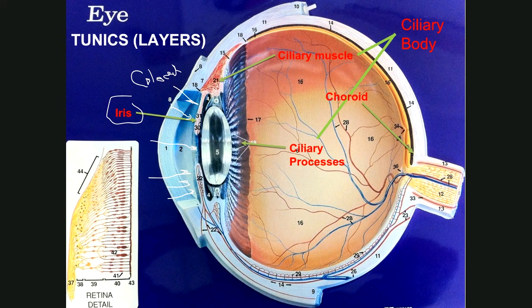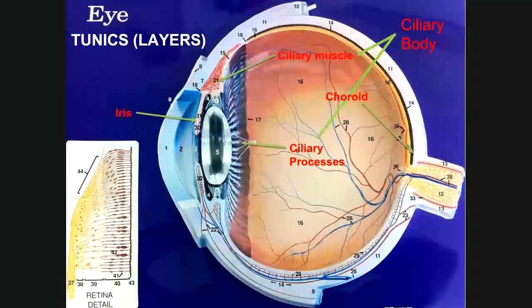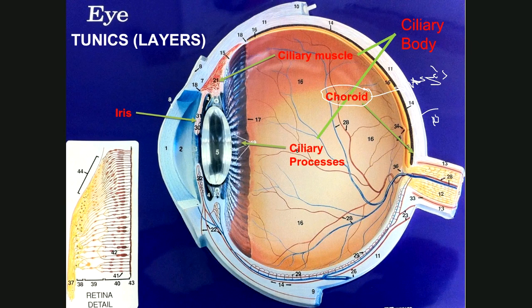And then the last part of this is called the choroid. So the choroid is the blood vessels. It's the vessels. It also has a pigmented layer, which is dark. So the back of your eye is dark. It's pigmented.